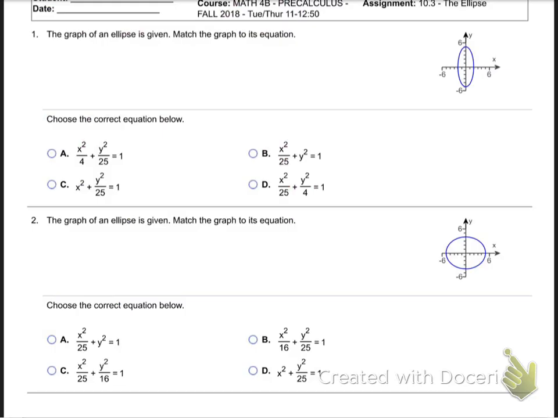Let me show you. So I think doing an actual problem will make it easier. So let's take a look at this. Let me redraw it a little bigger for you.